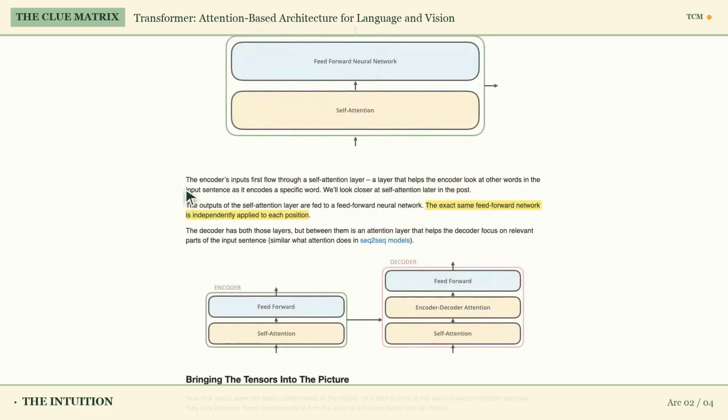After self-attention, the outputs are fed to a feed-forward neural network. Crucially, the exact same feed-forward network is independently applied to each position. So each word's contextualized representation gets processed independently by the same small network. This also contributes to parallelization. The dependencies are largely contained within the self-attention layer.